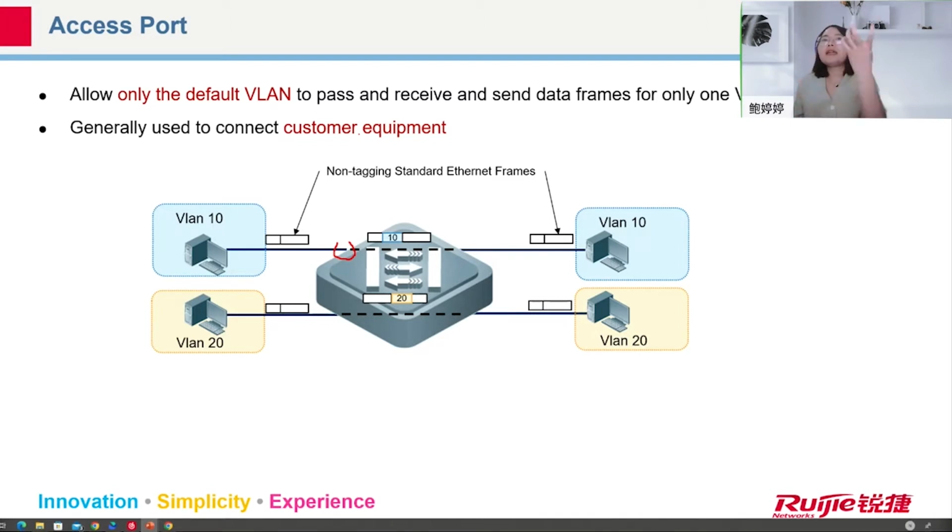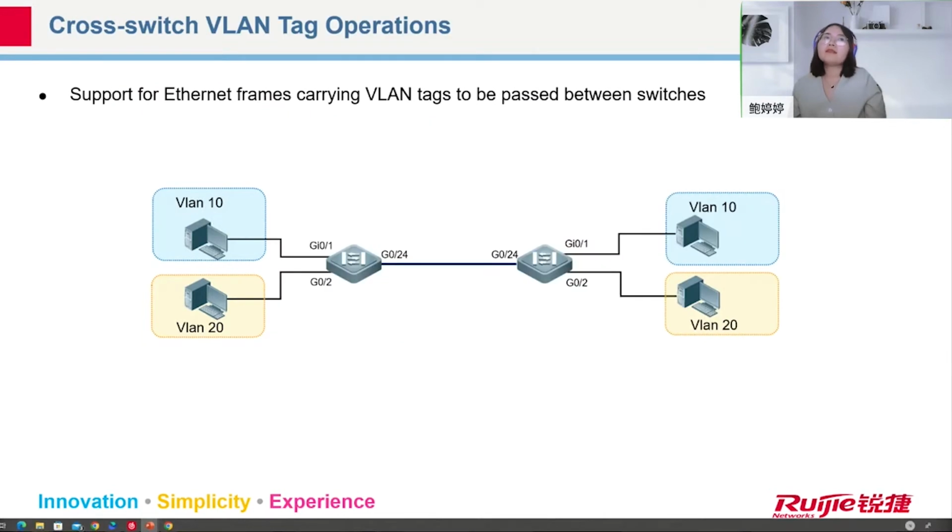And if all the terminals connect to one switch, access ports are enough. But more scenarios will be like this one. We will have VLANs across switches. That means terminals in the same VLAN will be located on different switches. And between the switches, we only have one link for the traffic. So in this scenario, we need a solution. Why do we need a new solution?